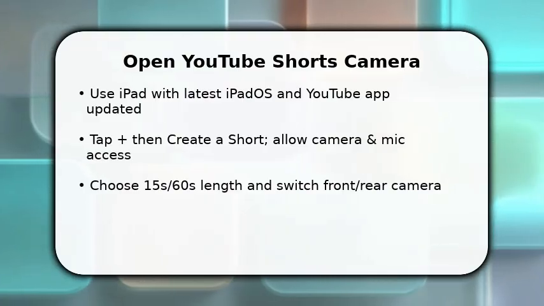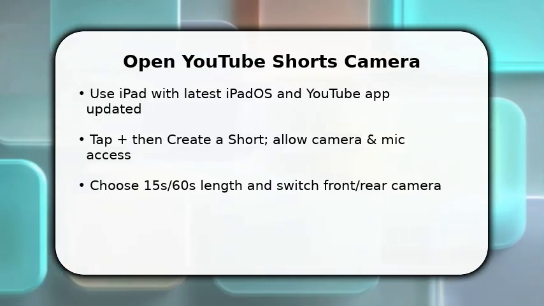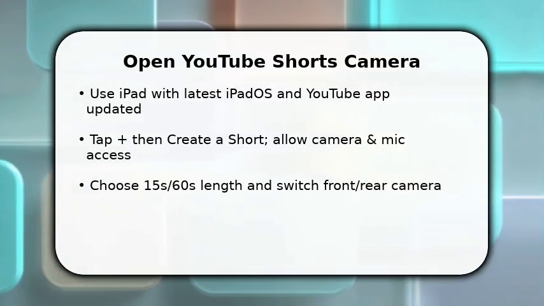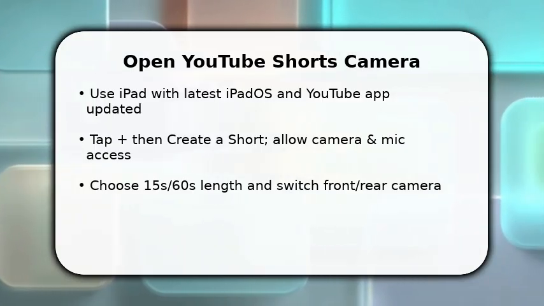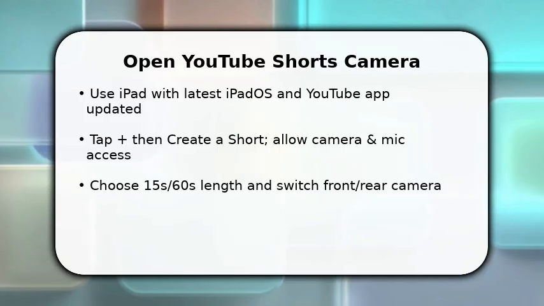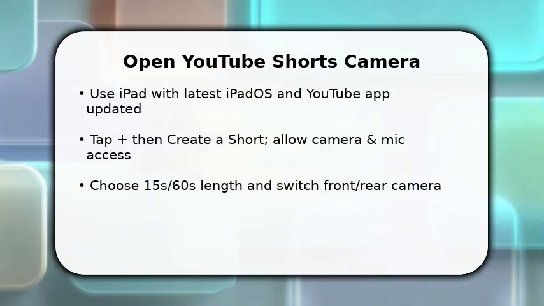You start by opening the YouTube app and tapping the plus sign, then create a short. You must grant camera and microphone permission, otherwise filters won't show. Once done, pick 15 or 60 seconds and select front or rear camera. Make sure portrait orientation is locked off for consistent framing.